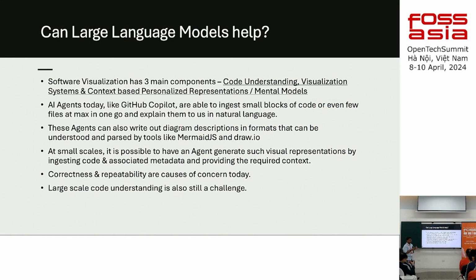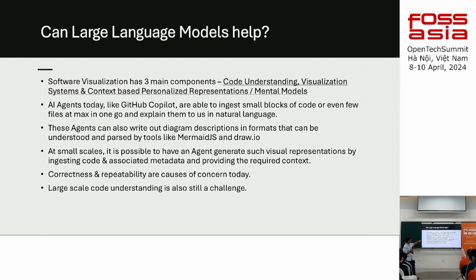AI agents today, like GitHub Copilot or any other code understanding tools, do work for a small number of lines of code. Like maybe you can take a 2,000 line code and then ask GitHub Copilot to generate a sequence diagram for me, and it will actually generate a sequence diagram for you.